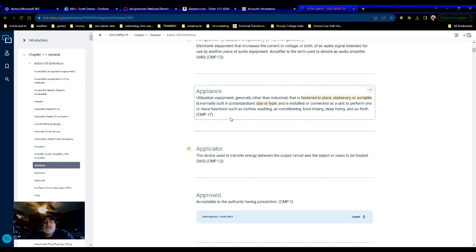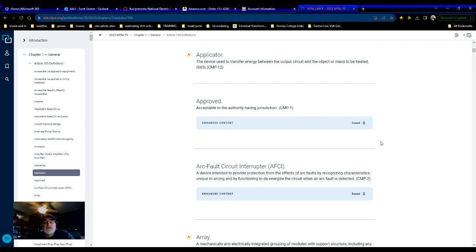Appliance: utilization equipment, generally other than industrial, that is fastened in place, stationary or portable, is normally built in a standardized size and type, and is installed or connected as a unit to perform one or more functions such as clothes washing, air conditioning, food mixing, deep frying, and so forth. Everybody has an appliance at your home or wherever, at your apartments or wherever you live.